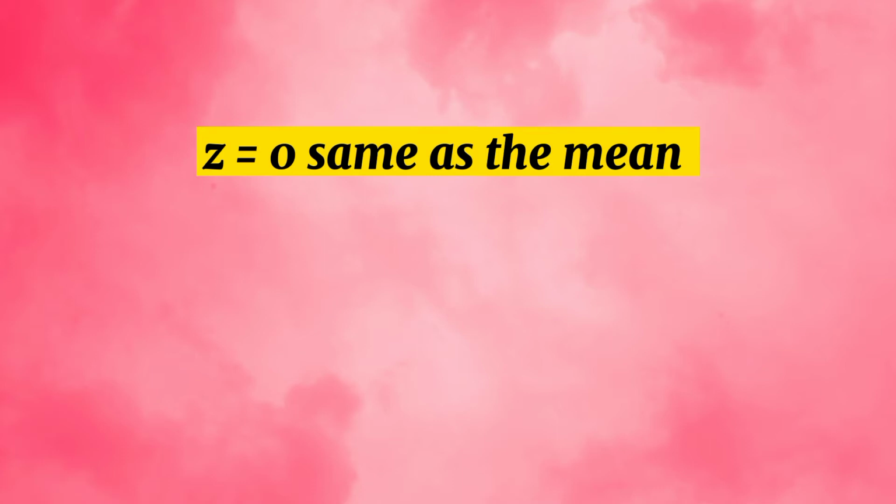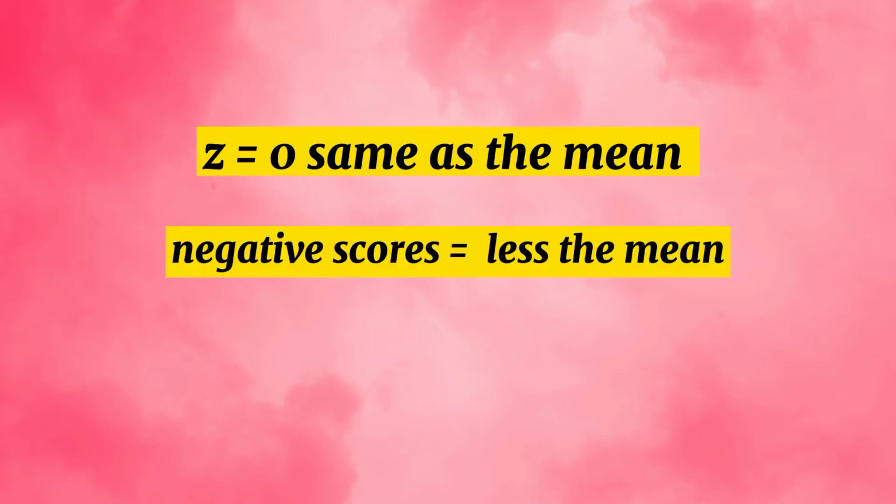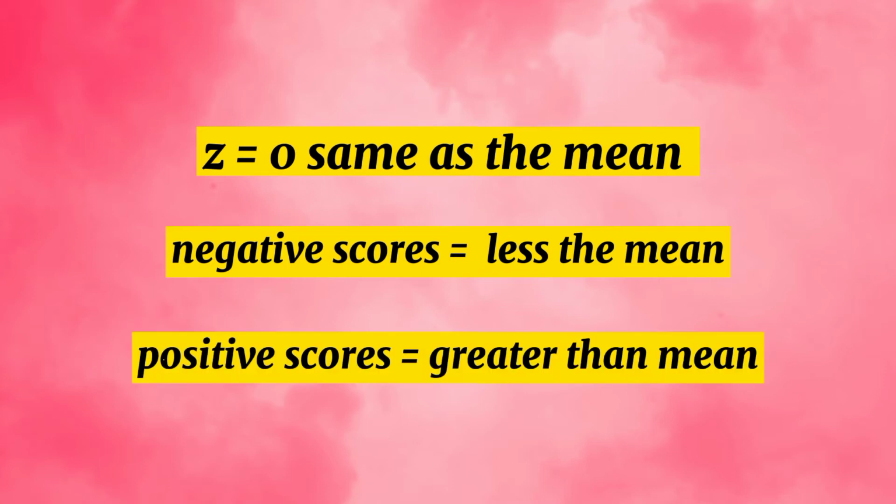If a z-score is equal to 0, it is on the mean. If you get a negative score, it's less than the mean. For example, if a z-score is equal to -2, it is 2 standard deviations below the mean. If you get a positive score, it's greater than the mean. For example, if a z-score is equal to 1, it is 1 standard deviation above the mean.